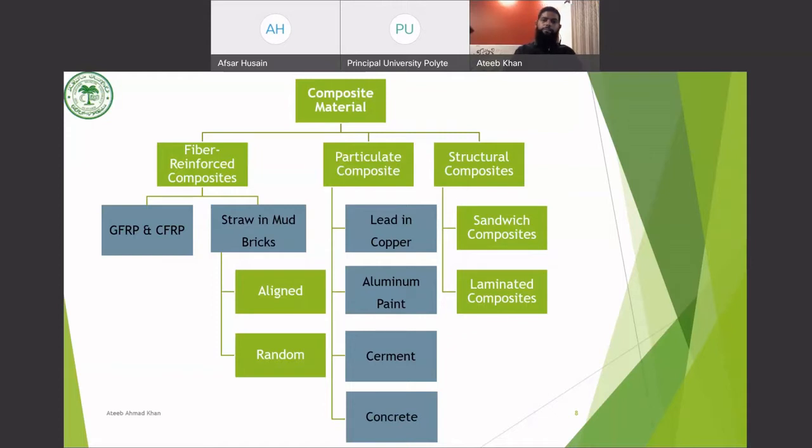And the last type of composite material is your structural composites, which is sandwich composite. So sandwich composites are... Dr. Ateeb, yes, there is a question from Dr. Balachandran. Yes, sir. I think he wants to clarify something. He's asking that concrete is itself a composite, and RCC is another composite type. Yes, sir, he's absolutely right. Concrete is already a composite. So, Dr. Balachandran, if you want to ask something else, you can.